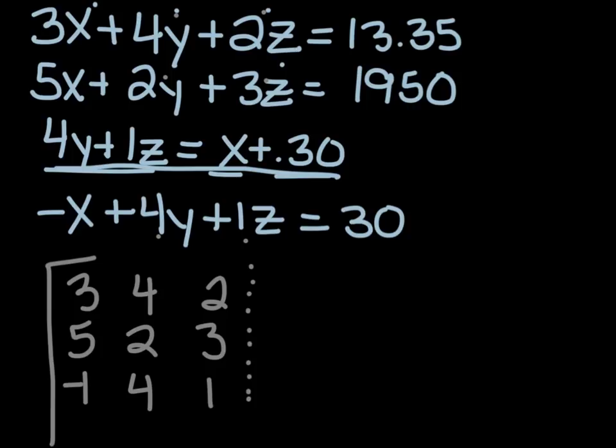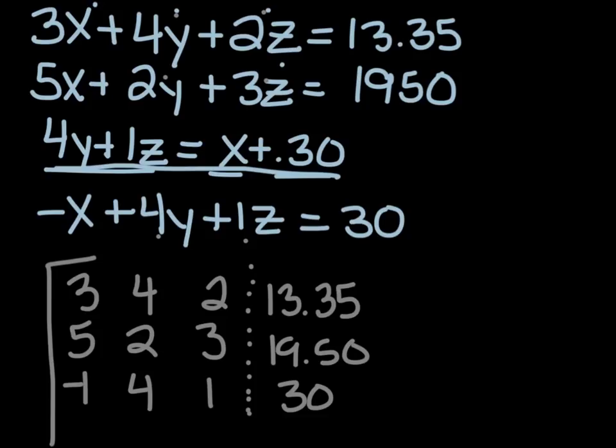And then we separate it from our answers, which are 13.35, 19.50, and 0.30, right? Because it's 30 cents. I forgot my decimal. It's a very important little dot there. All right. So there's our augmented matrix. So if I ask you to set up the augmented matrix, that's what you would write down. Then you can do the magic button pushing in the calculator.